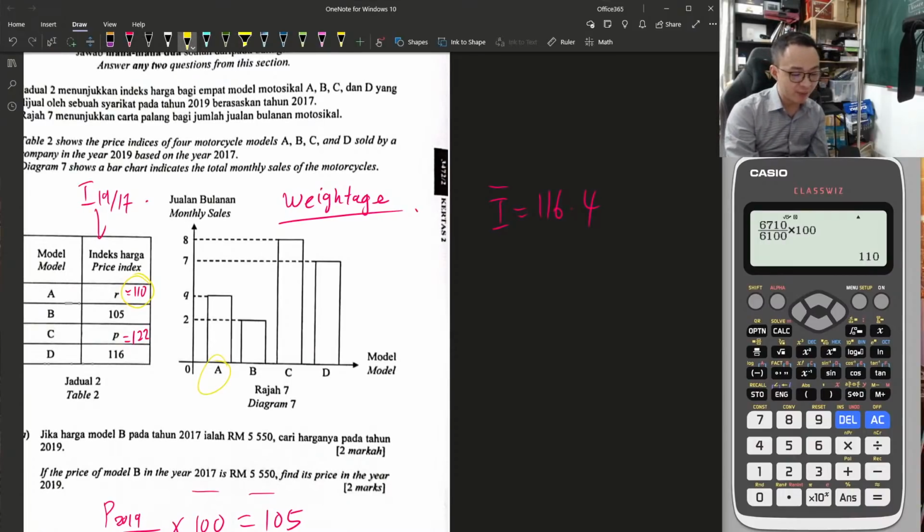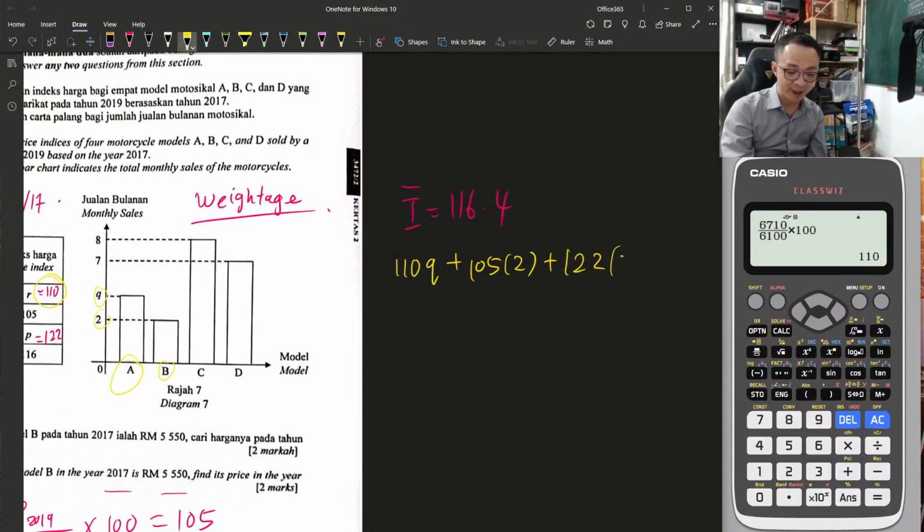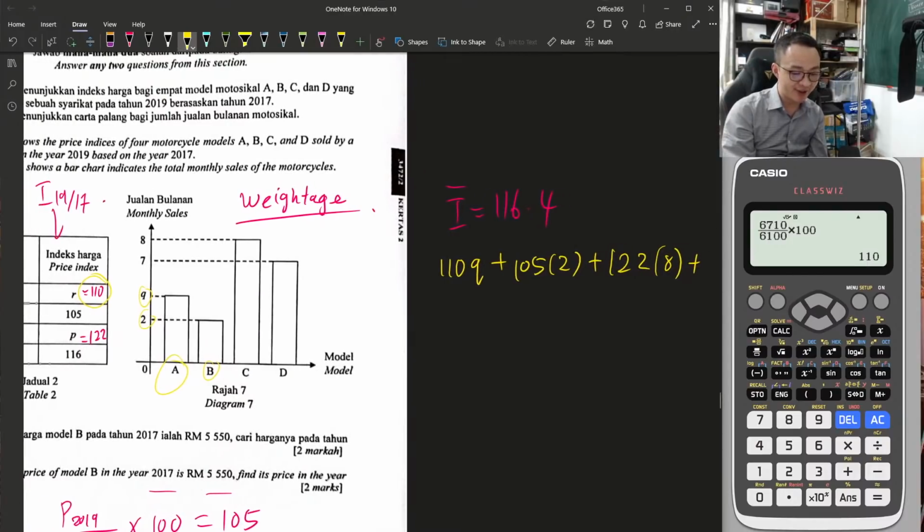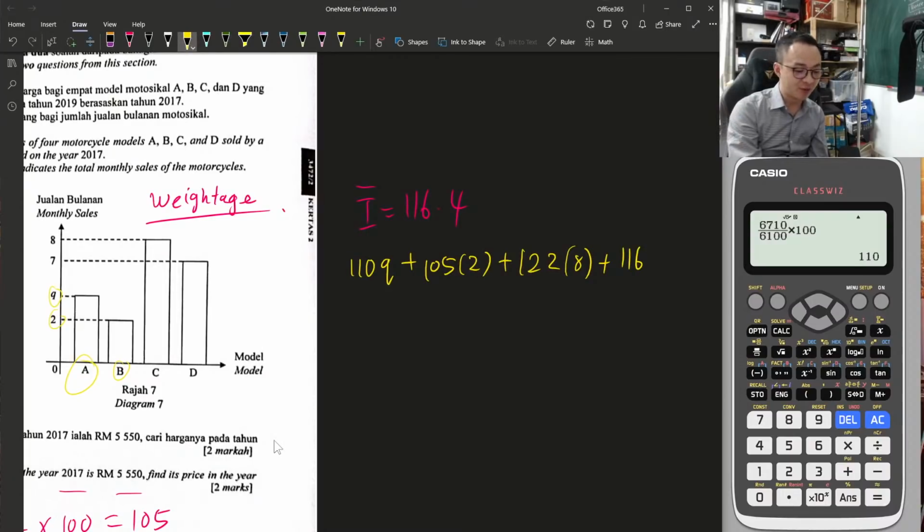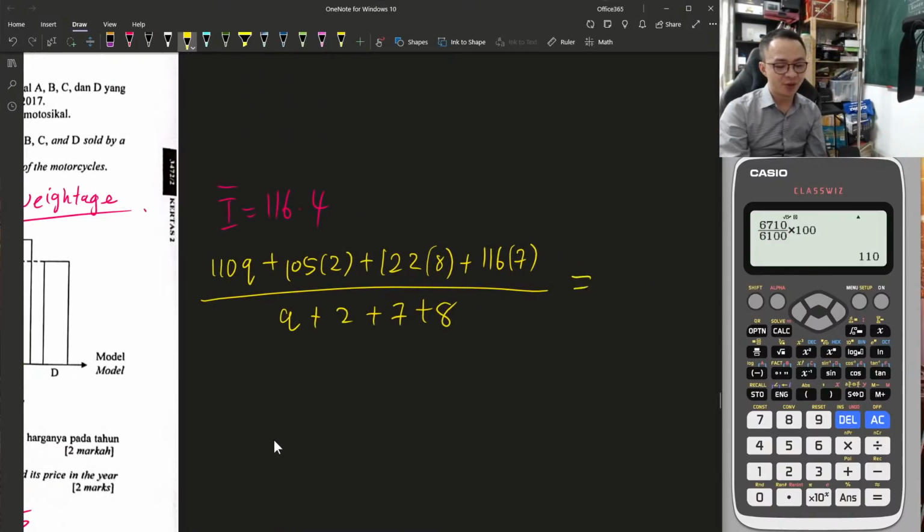So for the A, multiply with A, here is Q. So it's 110Q plus 105 will multiply with B. B is 2, right? So it's 105 times 2 plus 122. C will be 8, right? So I multiply the 8. Plus the next one is 116 times D. The weightage of D is 7, isn't it? Divided by total weightage, which is Q plus 2 plus 7 plus 8, equals 116.4. By solving this one, you should be able to get the Q easily.